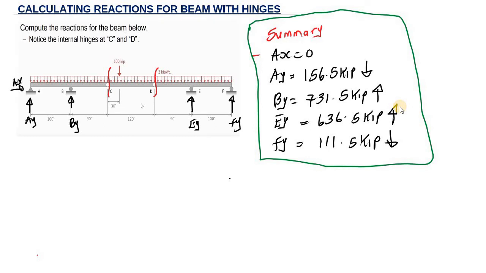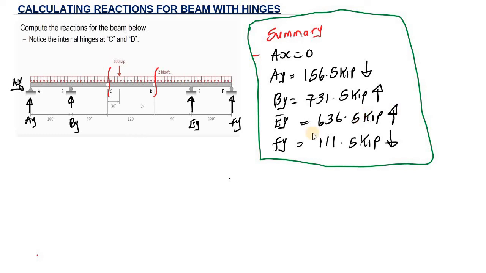Now, if you want to make a quick check, let's say you want to check if your answer is correct or not, what you're going to do is take the summation of all the vertical forces, which needs to be equal to 0, or the summation of all the horizontal forces needs to be equal to 0, or the summation of all the moments needs to be equal to 0. If you can prove this, it means your calculations are correct. So let's make a quick check.